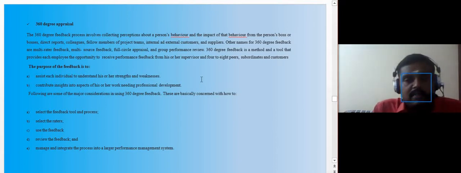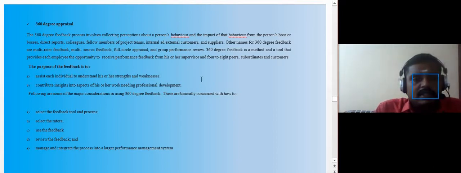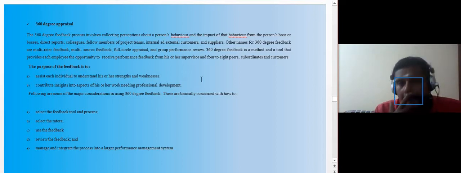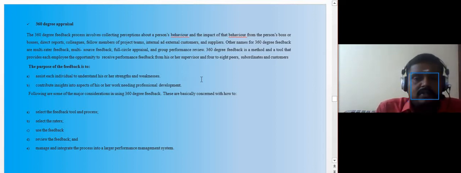360-degree performance appraisal method. The 360-degree feedback process involves collecting perceptions about the person's behavior and the impact of that behavior from the person's boss, the boss's direct reports, colleagues, fellow members of project teams, internal and external customers, and suppliers. Other names for 360-degree feedback are multi-rater feedback, multi-source feedback, full circle appraisal, and group performance reviews.